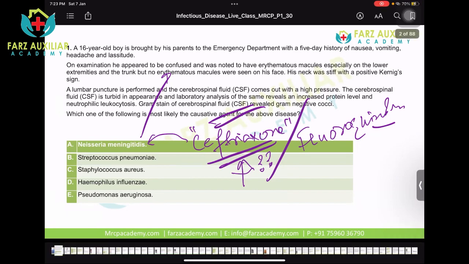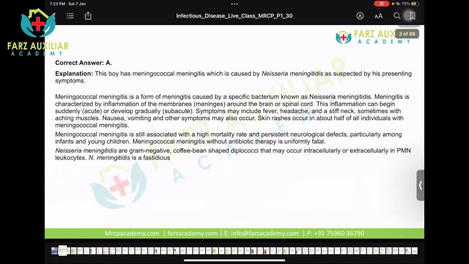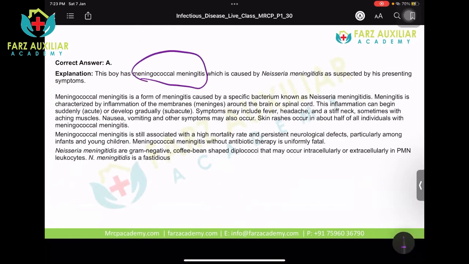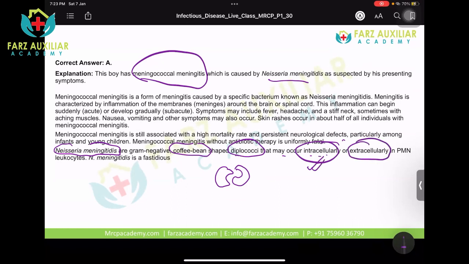All right. So this boy has meningococcal meningitis secondary to Neisseria meningitidis. We have to see that Neisseria meningitidis is gram-negative, coffee bean shaped, so it's a diplococci. It may occur intracellularly, which is an amazing quality, not every bacteria has it, or extracellularly in PMNs. So this is fastidious.